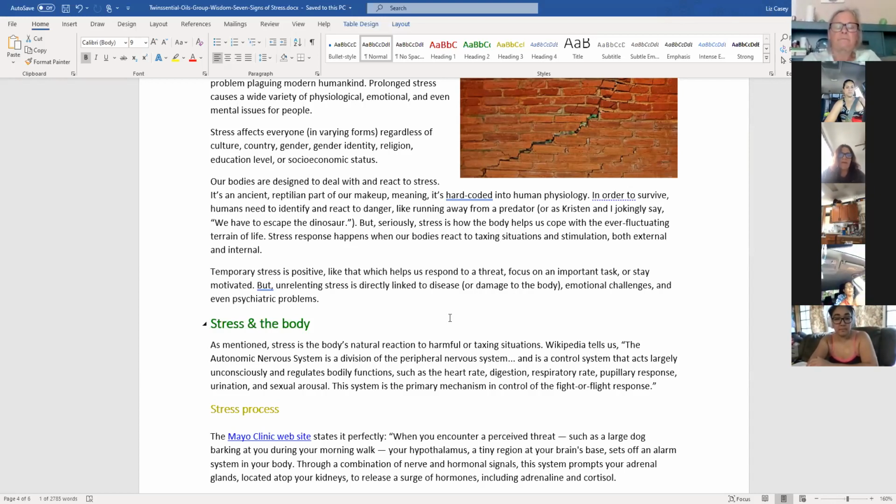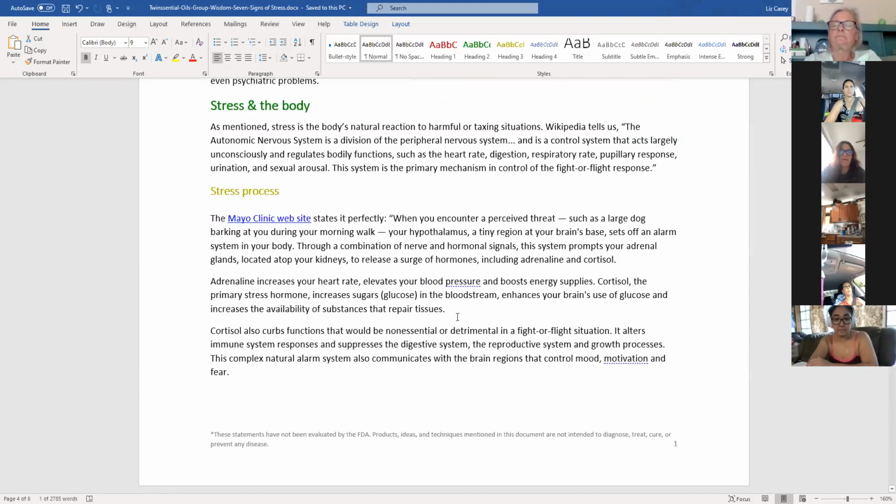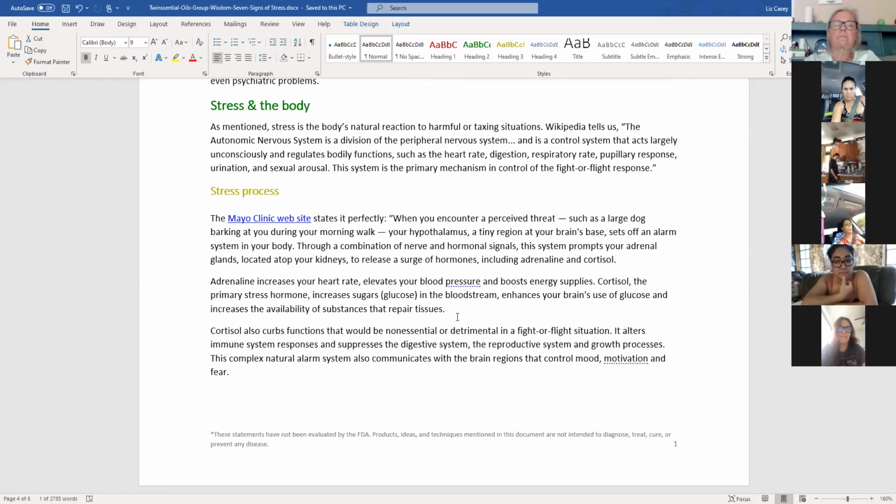So I love this website, you guys. When you get a chance, I'll send all of these support materials out to everybody at the end of the class. But check out the Mayo Clinic website because it is so well written. They punctuated it perfectly, which makes the grammarian in me very happy. I love how they outlined this, so I just lifted it right from their website and cited them here.